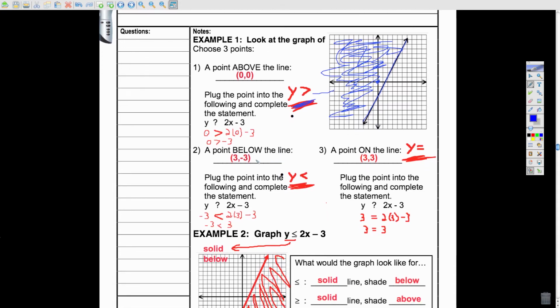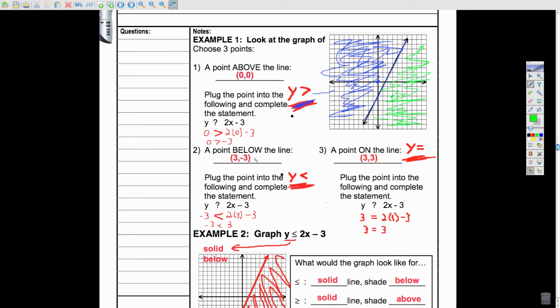Okay, similarly, a point below the line, let's use green. A point below the line, that'd be any point over here. Green is below. Any point below the line, we'll choose a point. I chose the point 3, negative 3. So here we go. 1, 2, 3, and then down 3. 1, 2, 3, right out here. There's 3, negative 3. It's below the line.